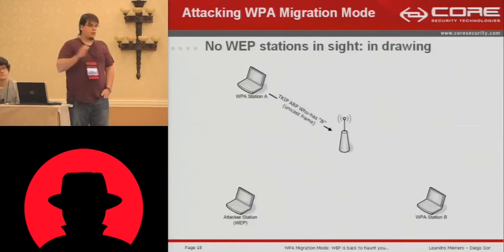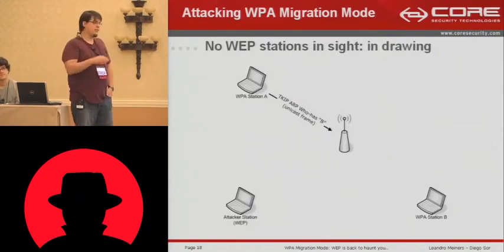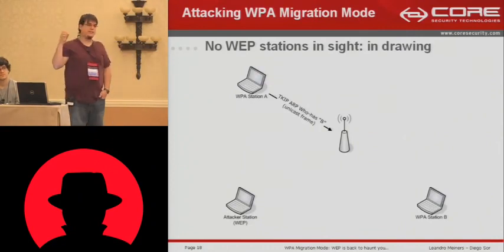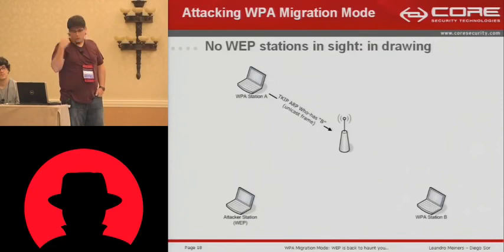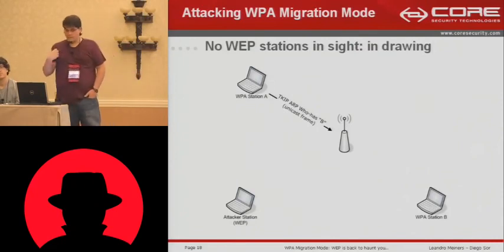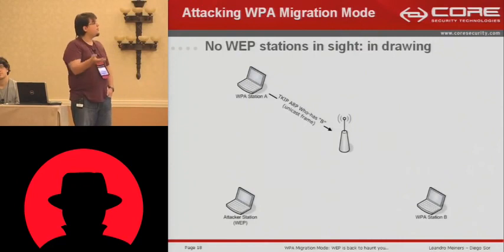So basically, I'm going to go over this with a diagram because I'm pretty sure nobody understood before. This is the main focus of the talk, so I'm going to go over it again so that when we see the demo, everybody can follow it. Basically, the scenario is this one. We have 2 WPA stations, and we are the attacker.